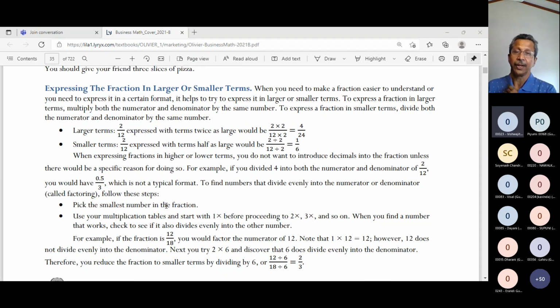So when we make fractions higher or lower, we don't show them with decimals. We always show them with integers, with a number. Okay.